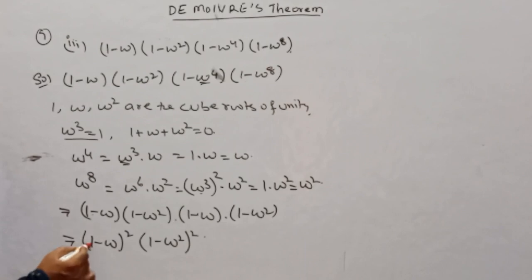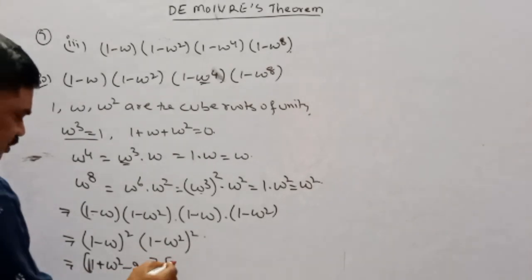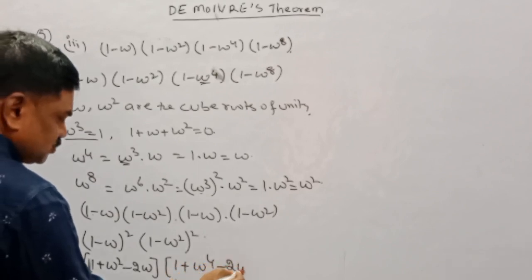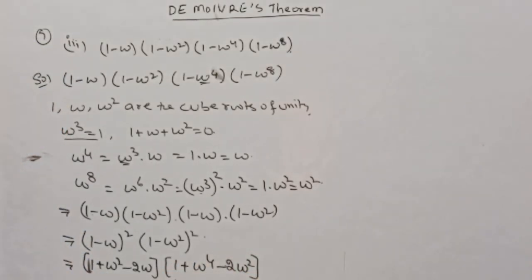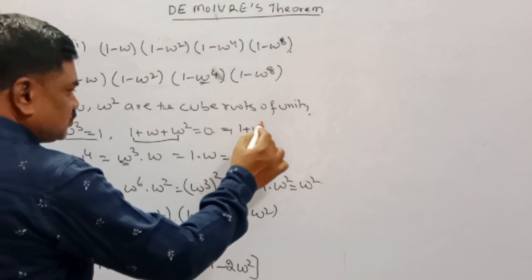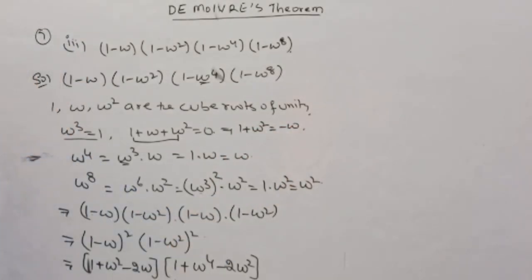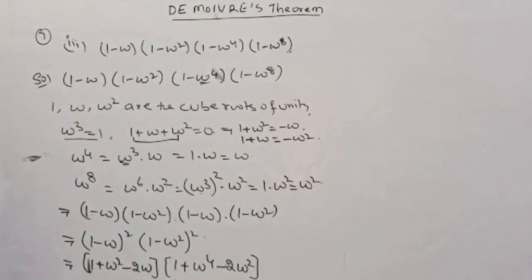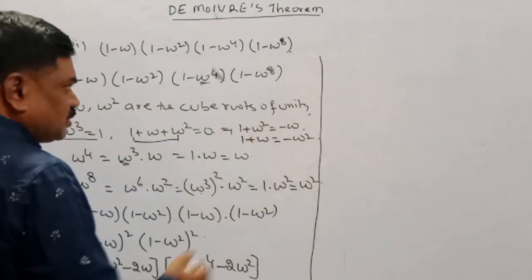So (a minus b) whole square, this is 1 square, 1 plus omega square minus 2 omega. This is 1 square, 1 plus omega square whole square, omega power 4 minus 2 omega square. What is 1 plus omega square? 1 plus omega square is equal to minus omega, and 1 plus omega is equal to minus omega square. So you have to substitute here. Here 1 plus omega square is equal to minus omega.